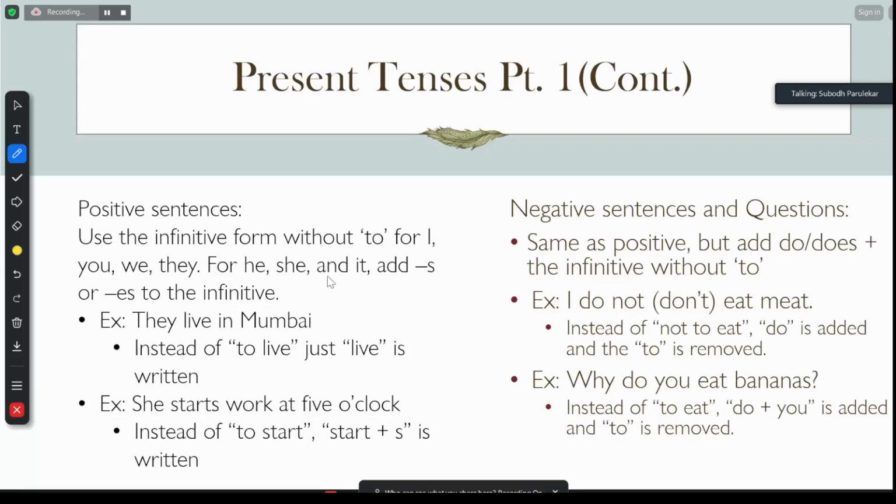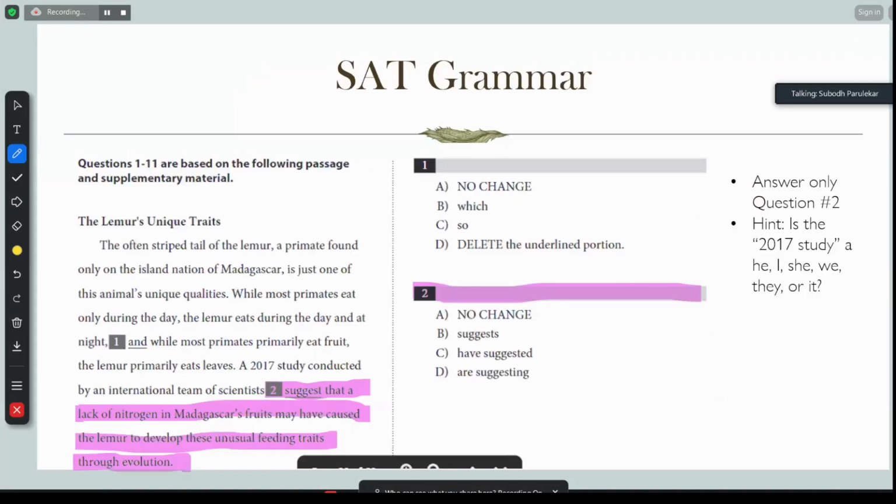So let's go back. For he, she, and it, we have right now to suggest. We remove the to, so it just suggests. And for he, she, and it, and we are working with it, we add an s or es to the infinitive without to. So if we go from to suggest, remove the to, and now we have suggest, we have to add s or es. So let's go back and see what the options are.